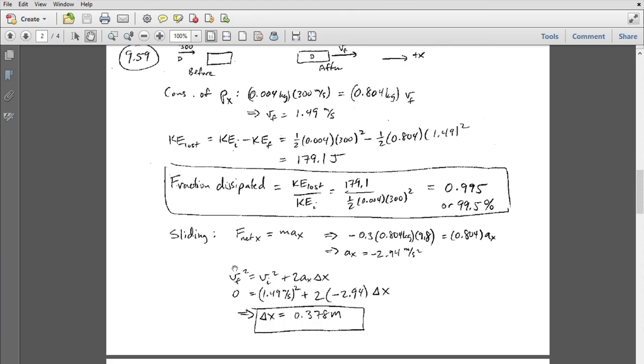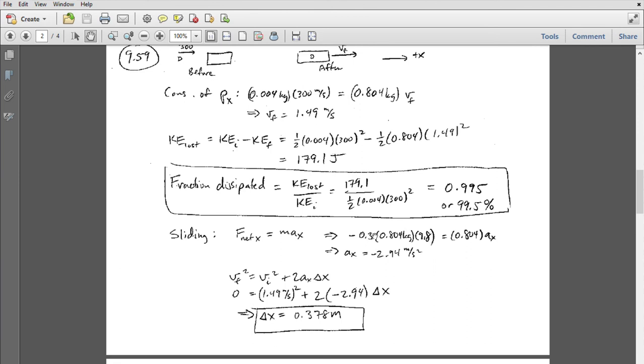The other question we're supposed to answer is, once we've found that final velocity, how far does it slide? In this case, one way to answer it, you could use energy methods. I decided to use kinematics here. The forces are constant, and therefore it's slowing down with constant acceleration. So let's figure out what the x acceleration is by doing F net x equals ma x. The only force with an x component, if we call x the direction it's moving, is the kinetic friction force, and that's a negative force.